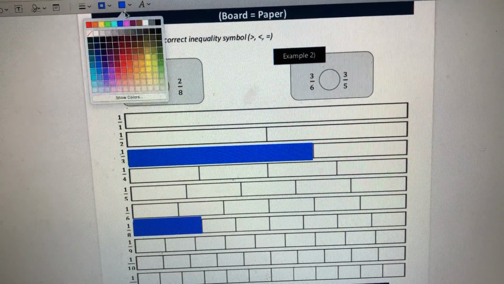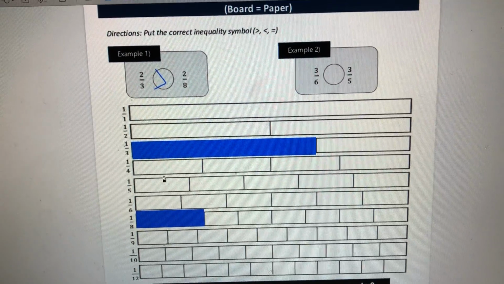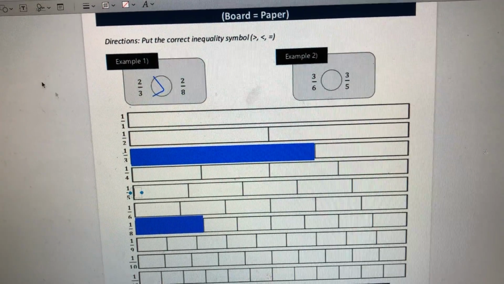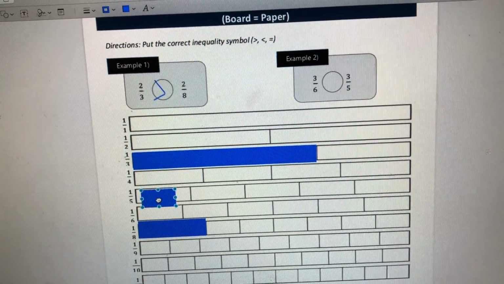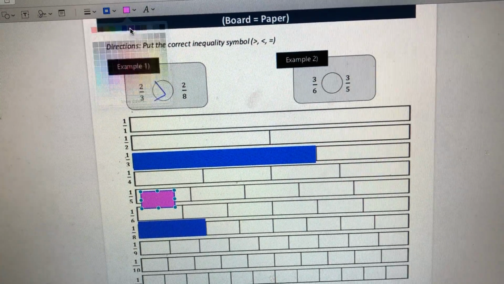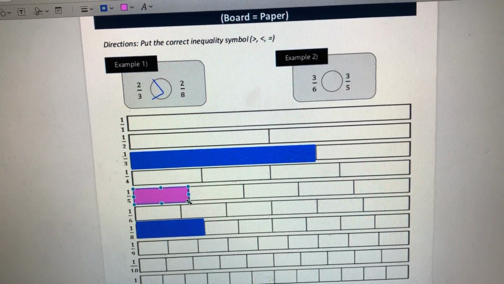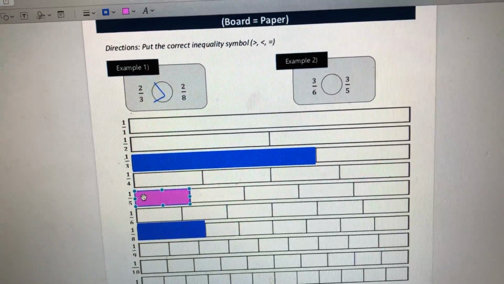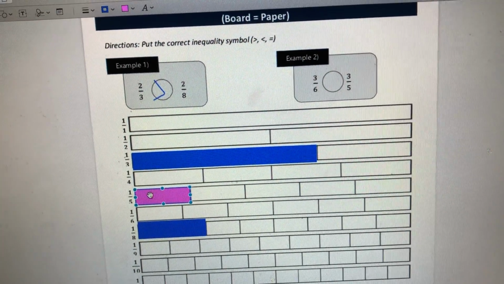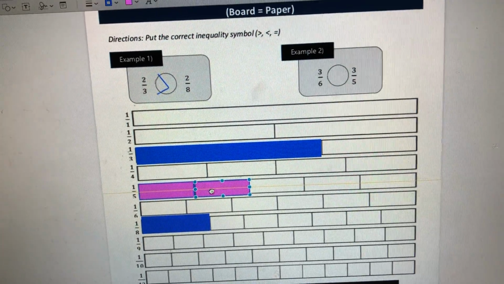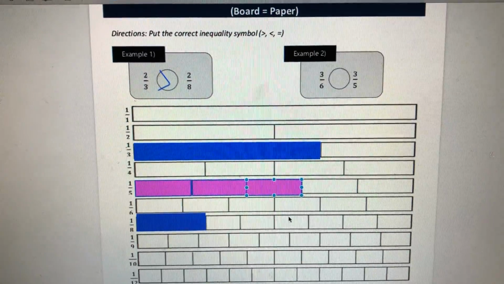I'm going to look now at the fraction 3/6 and 3/5. So I'm going to go over to my fifths first, and I'm going to shade in 3/5. So I know that these fractions, just so I'm not confused with my other earlier example, I have 1/5 here, 1/5 here, 2/5, 3/5. Now I've shaded in 3/5.